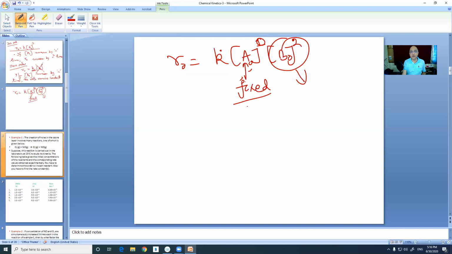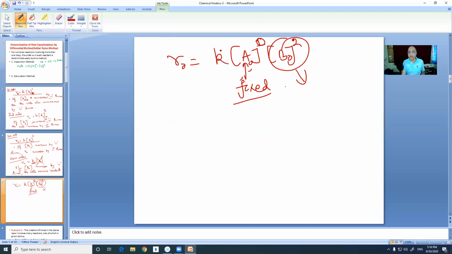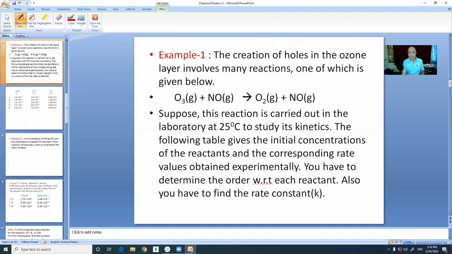Alright. So we are talking of the differential rate equation method, the differential method, or what is called the initial rate method. I will show you a table here. This is a reaction between ozone and nitric oxide to give you O2 and NO2. You can forget about this description, I copy pasted it from some source. The creation of holes in the ozone layer is due to this. This is a pollutant gas eating away ozone, converting it to oxygen and NO2.